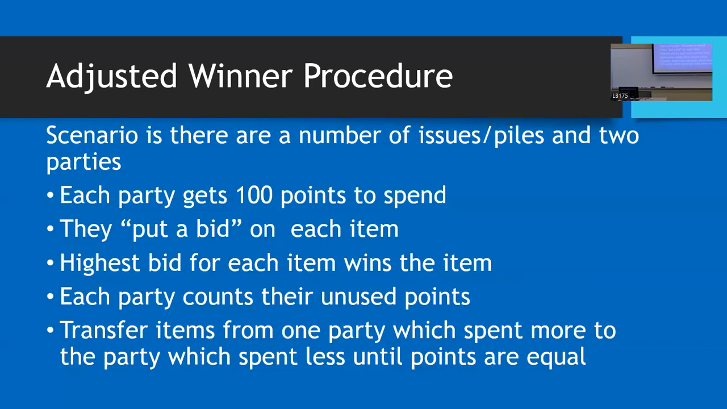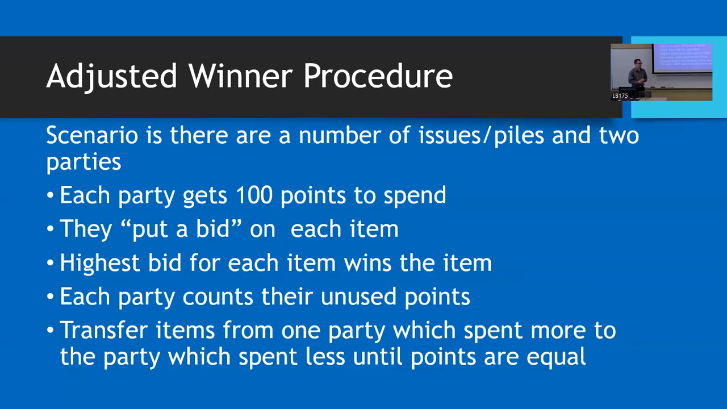All right. Ideally, we want the points to be equal at the very end. Sometimes that's not possible, so you get as close to equal as you can. But that's it. So basically you say, who gets the highest bid? Now count up the points and transfer items back and forth between individuals until the points more or less equal out.